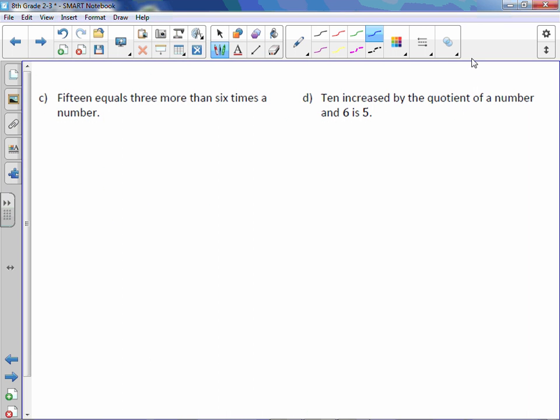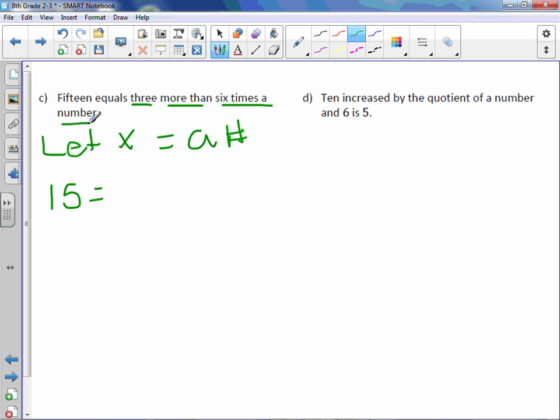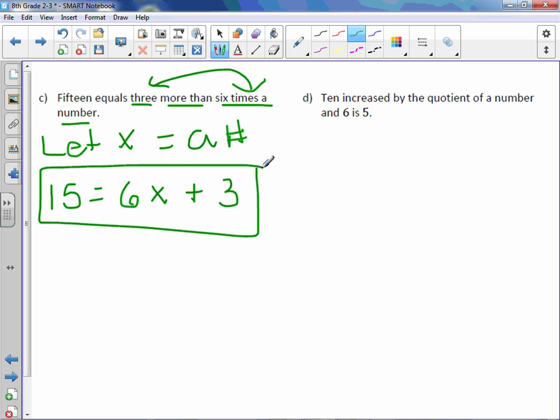Letter C. 15 equals 3 more than 6 times a number. Our let statement, let x equal a number. So 15 equals, that part's easy, 15 equals 3 more than 6 times a number. So right then I know I have to flip these around. So 6 times a number, more than means addition, and 3. So 15 equals 3 more than 6 times a number.